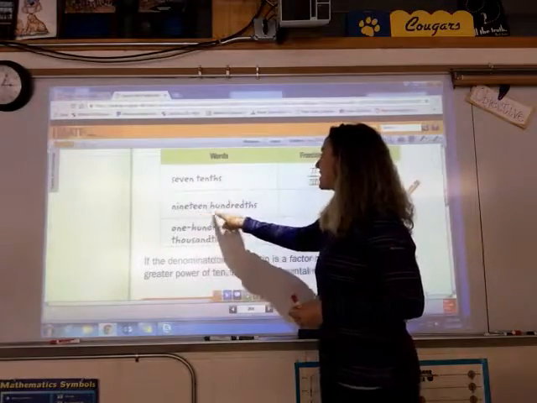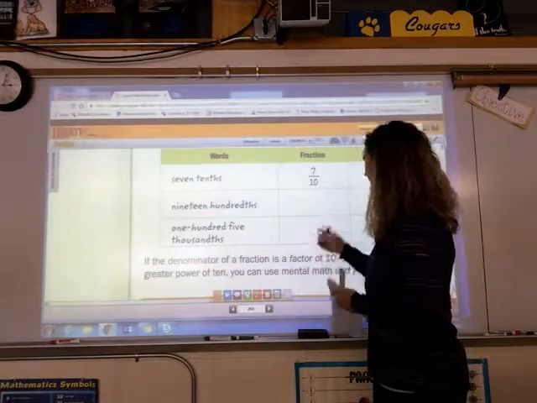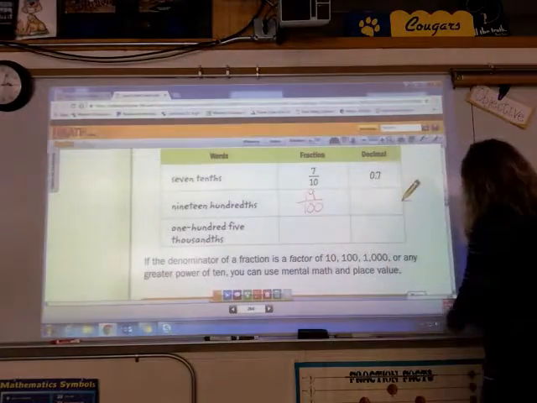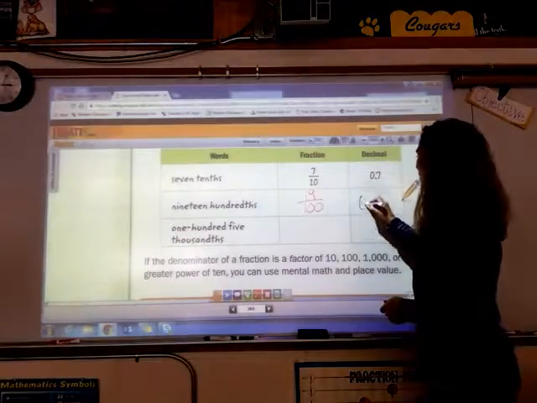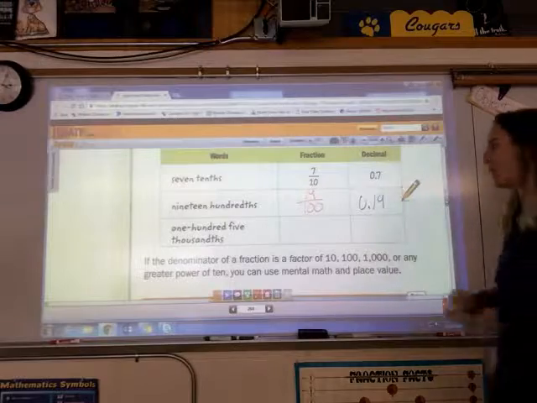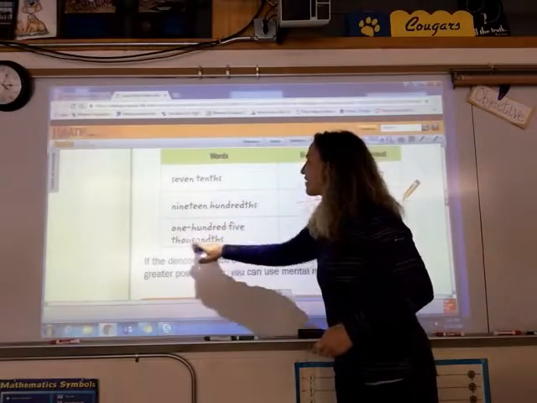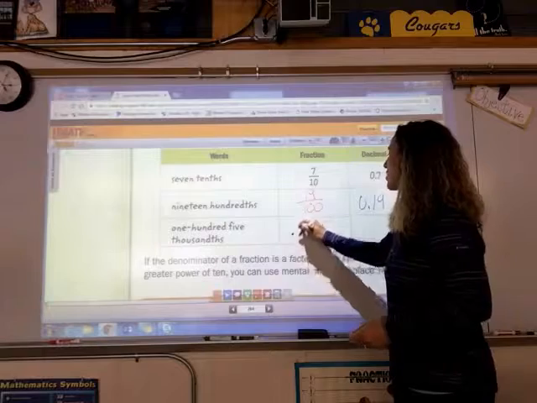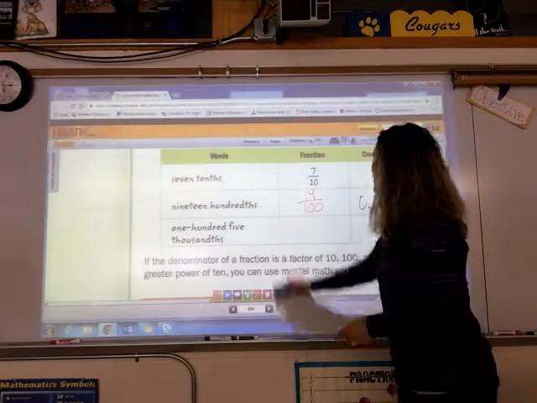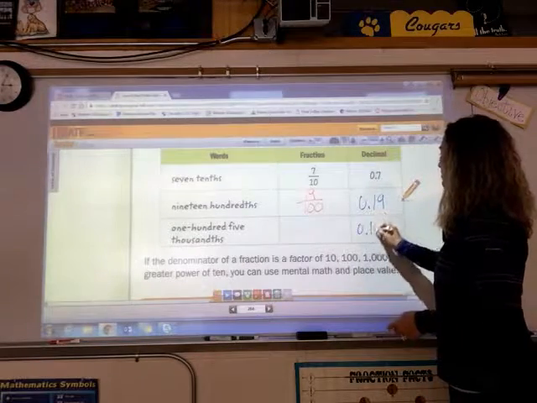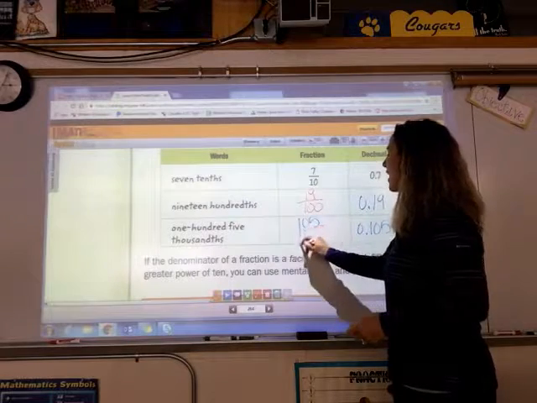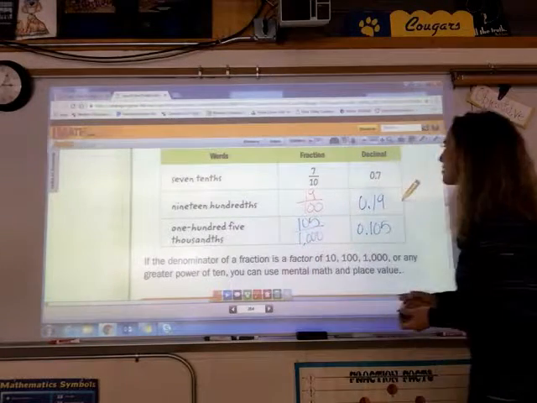Looking at the second one, 19/100. So if I'm thinking 19 hundredths, I'm thinking 19 over 100. Or writing it out as a decimal, here's your tenths, here's your hundredths, so I have 0.19. Third one, you've got 105 thousandths. Remember, thousandths is the third place after the decimal: tenths, hundredths, thousandths. So as a decimal, you're going to be writing that over here, 105 thousandths. As a fraction would be 105 over 1000.